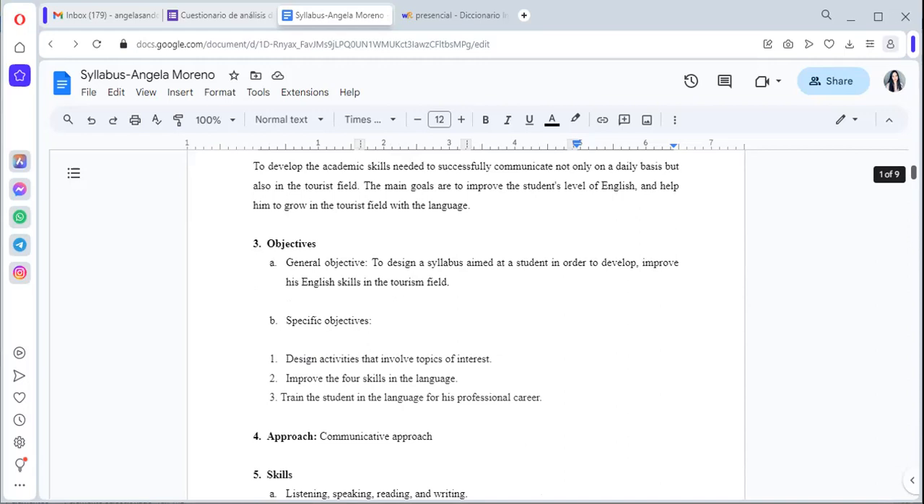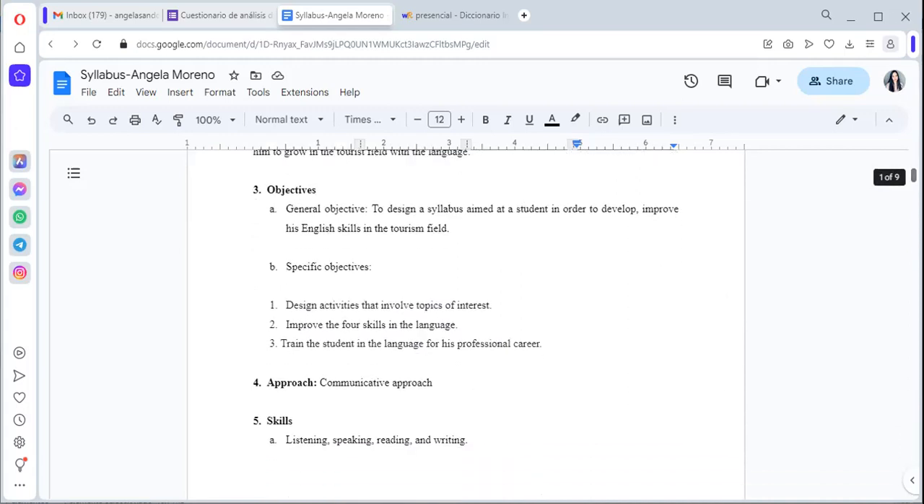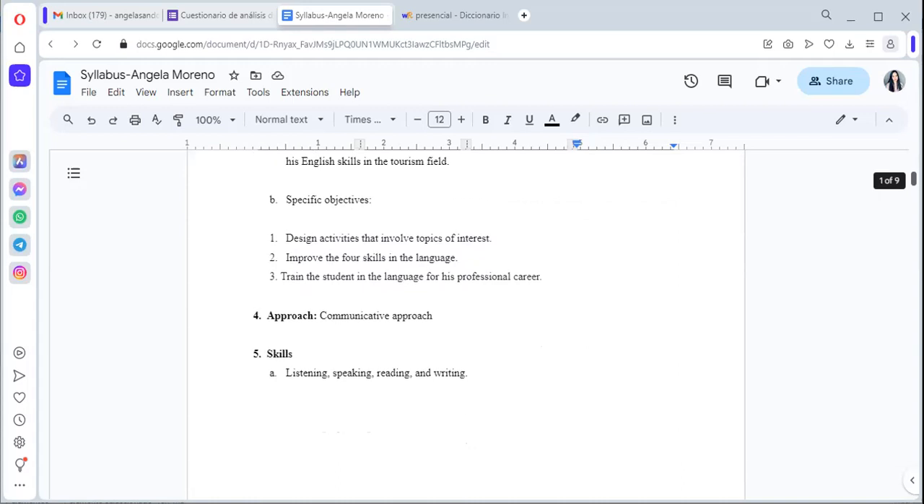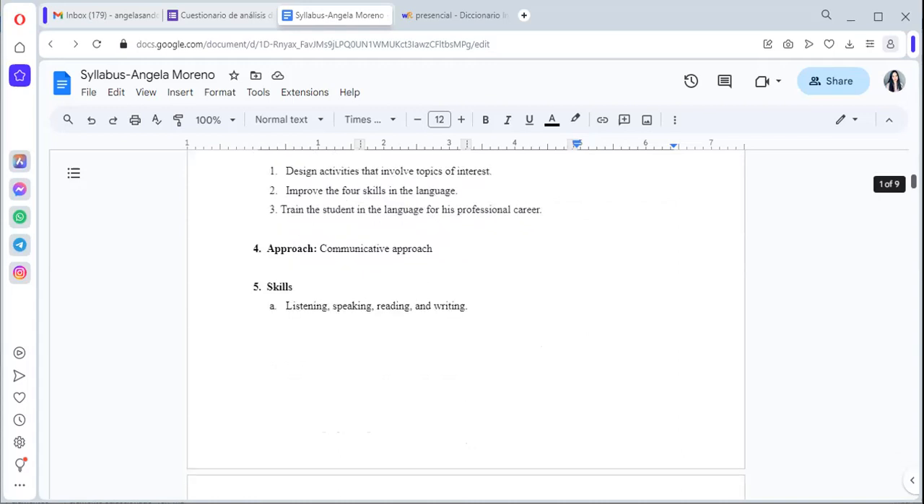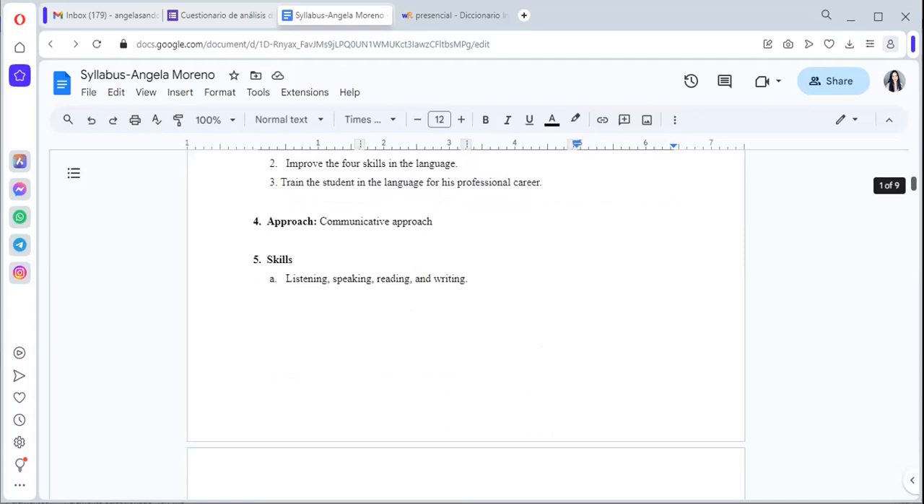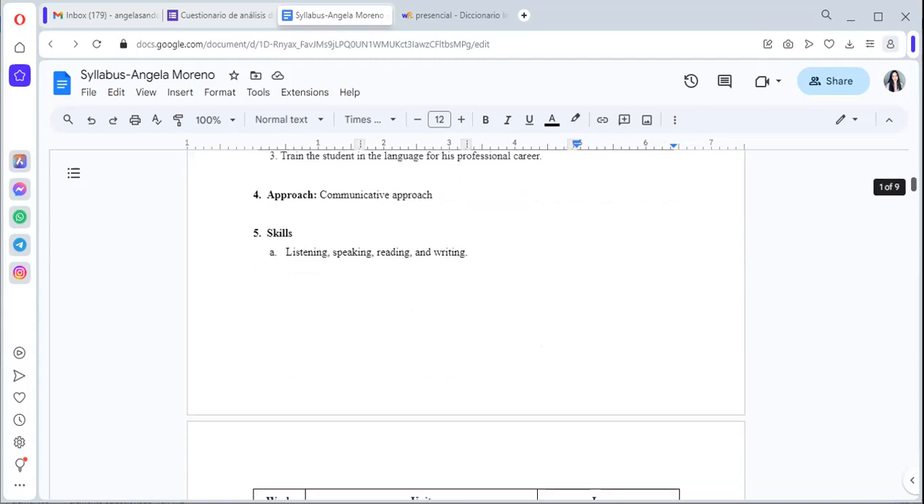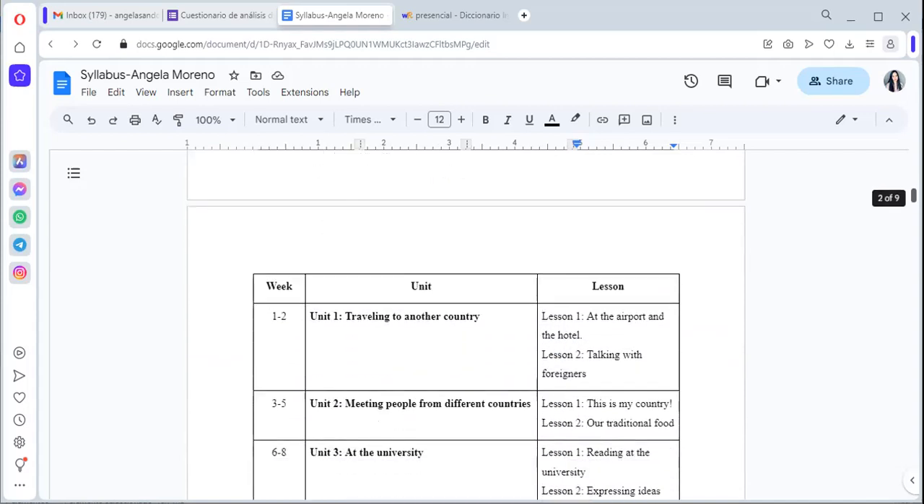The general objective is to design a syllabus aimed at a student in order to develop and improve his English skills in the tourist field. The specific objectives are to design activities that involve topics of interest, improve the 4 skills in the language, and train the student in the language for his professional career. The approach is communicative. And the skills, well, listening, speaking, reading, and writing.